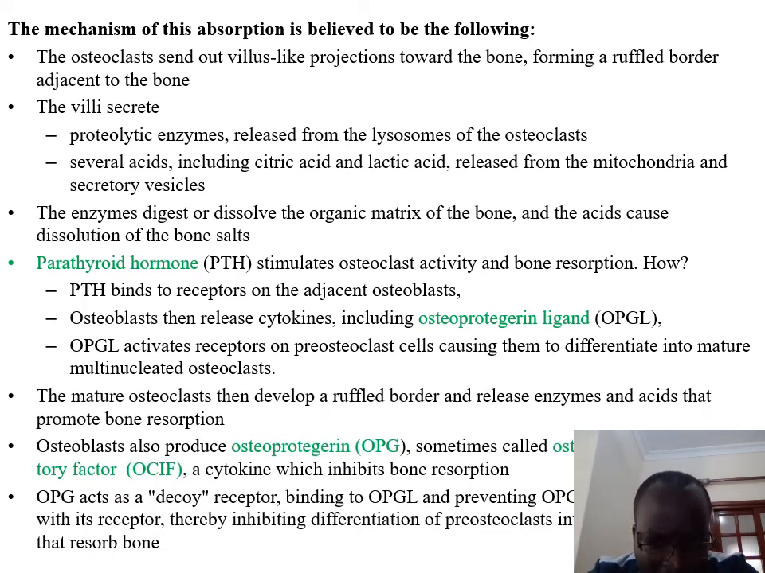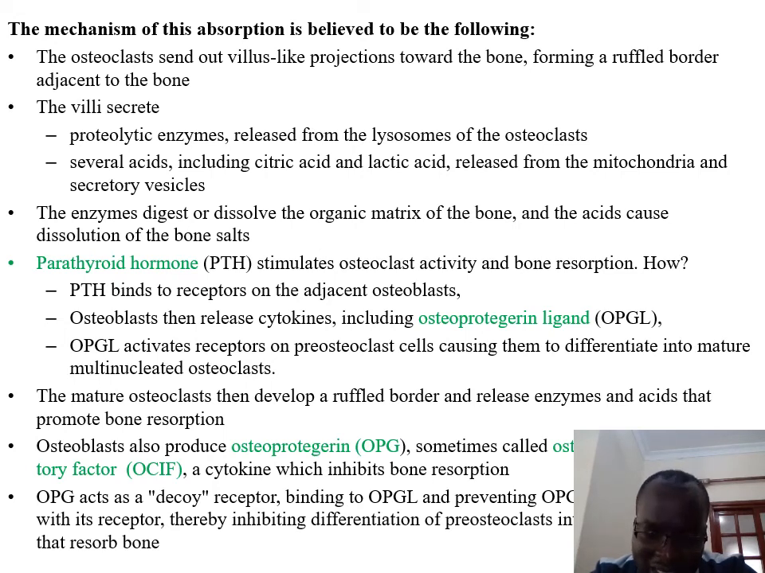The mature osteoclast then develops a ruffled border and releases enzymes and acids that will promote bone resorption, which I explained. The osteoblast also produces osteoprotegerin. This is a protein, not necessarily a ligand like the one being produced here, but another protein that is being produced. So the osteoblast also produces the osteoprotegerin protein, sometimes called osteoclastogenesis inhibitory factor, a cytokine which inhibits bone resorption. So this is more like control. It will control the osteoclast not to over digest the bone.